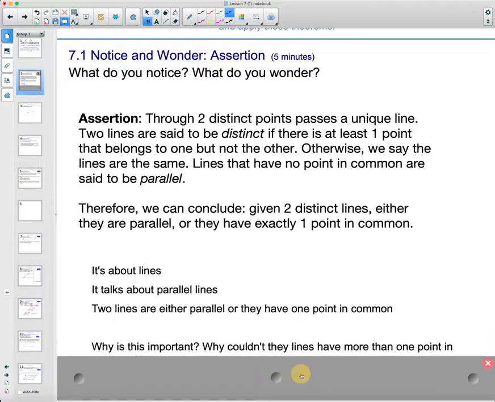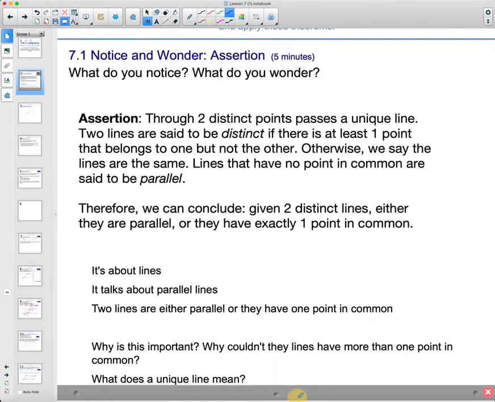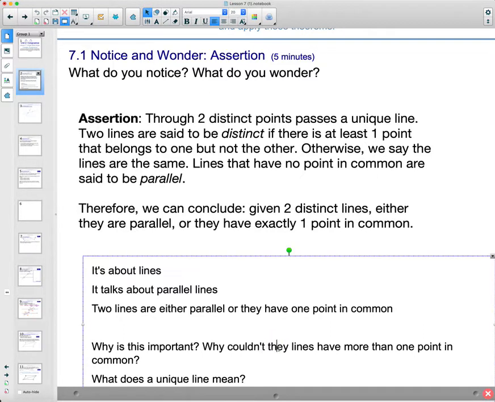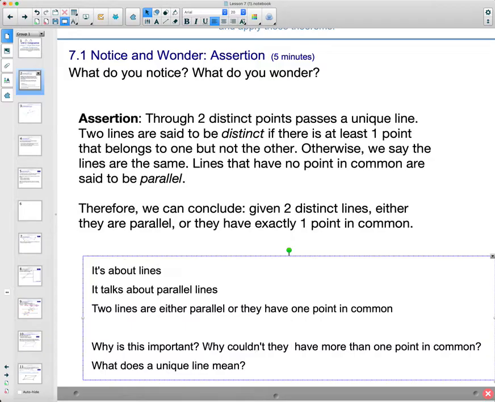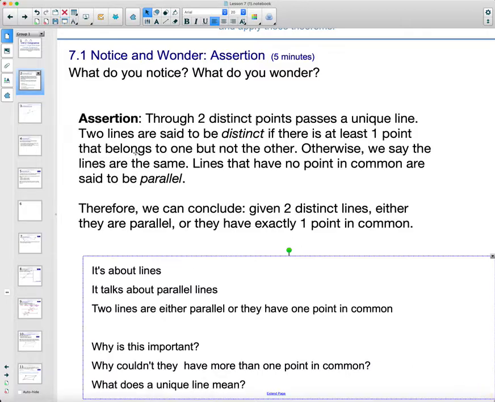Maybe you wondered, why is this important? Maybe you wondered why couldn't they have more than one point in common? Or, what does a unique line mean? So these are just a few things that you could have noticed and wondered in reading that assertion.